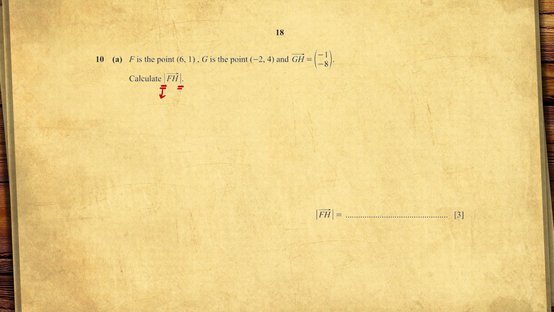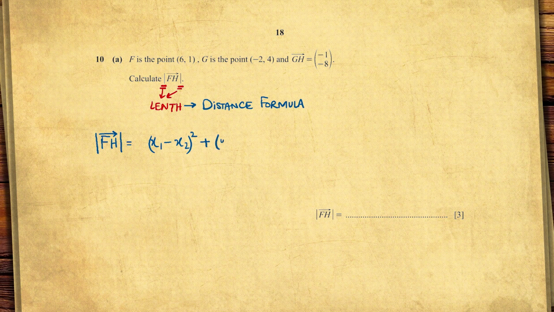So these two lines mean the length of the vector, and to calculate the length we have to use the distance formula. So the length of the vector FH will be equal to the square root of (x1 minus x2) whole squared plus (y1 minus y2) whole squared.